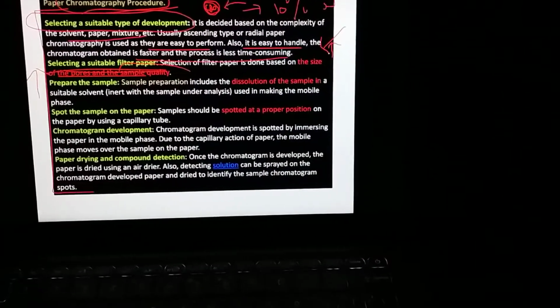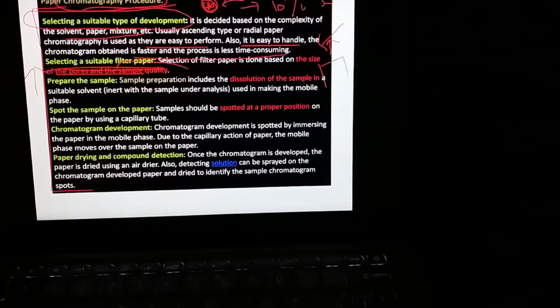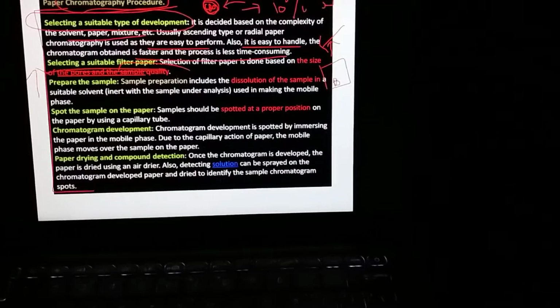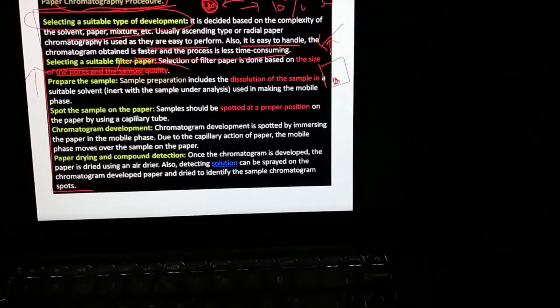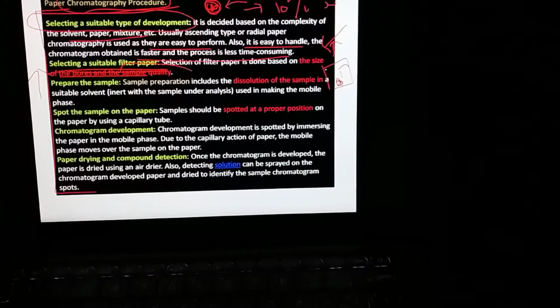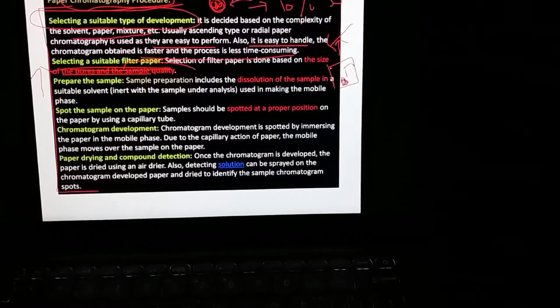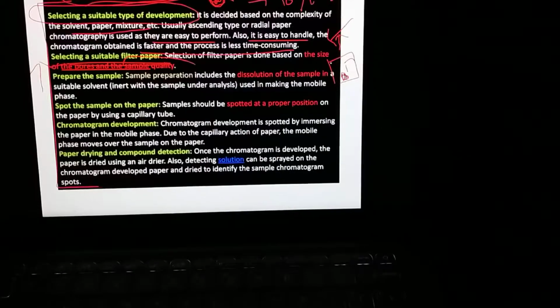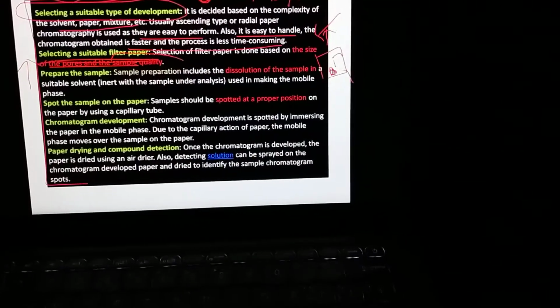If you apply too much sample on the paper, suppose at the bottom, it will be very concentrated, so stretching will arise on the paper and your chromatogram will not be very good. That's why you apply a dilute sample here.